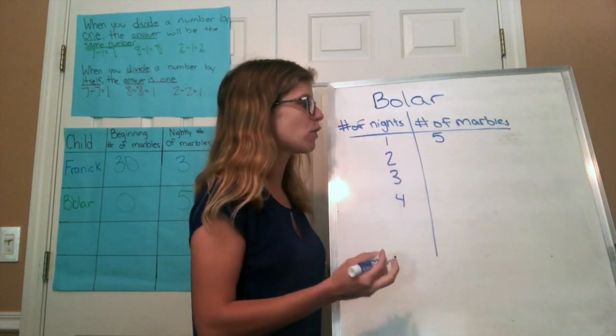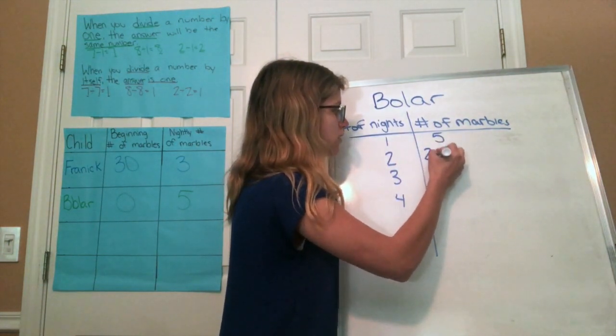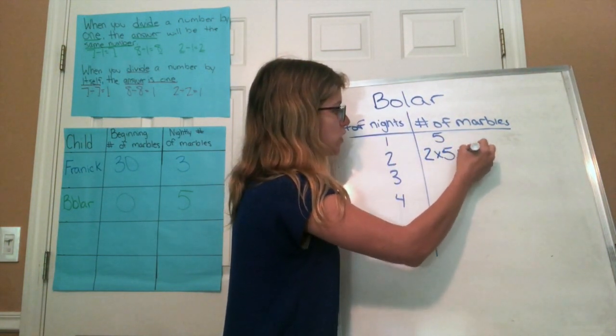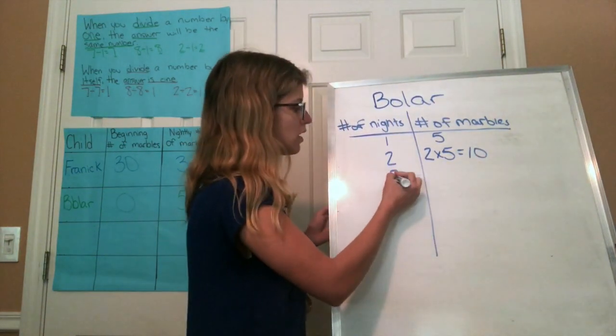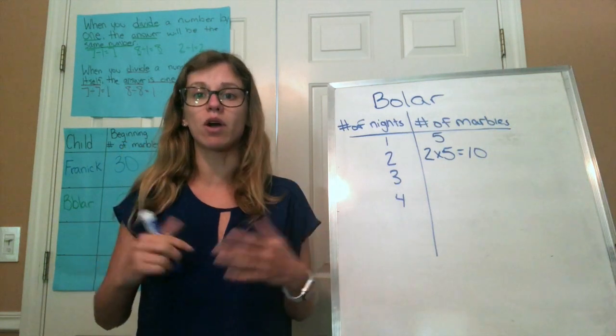And then the second night, what I would be thinking is if there's 2 nights, it'd be 2 nights times 5 marbles, which would equal 10 marbles. And then 3 nights, I would do 3 nights times 5 marbles equals how many marbles?